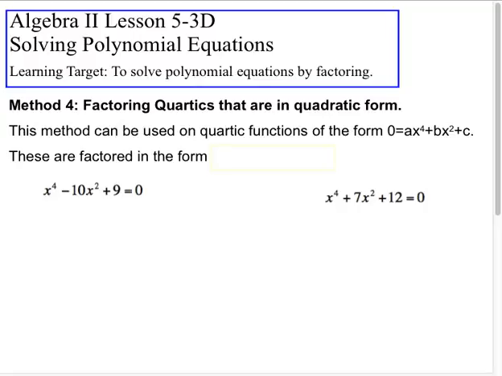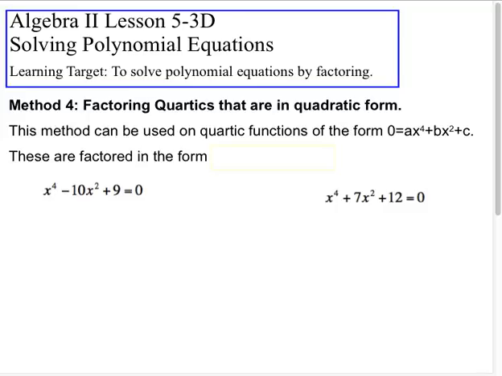Welcome back again for our continued adventure through 5-3, solving polynomials. So far we've covered what to do when there's a GCF, what to do when you have four terms, what to do when you have a sum or difference of cubes. Today we're going to talk about what do you do when you have a quartic that looks like a quadratic. Okay, so again, fourth method of factoring.